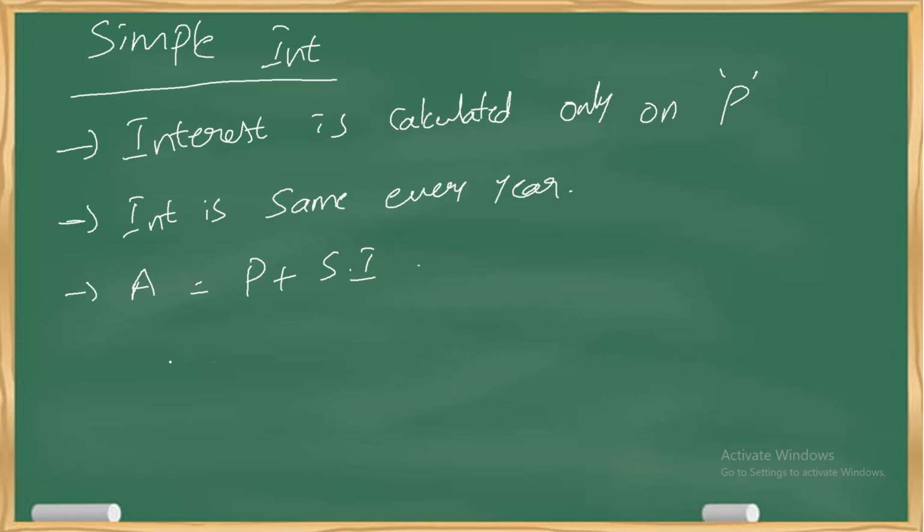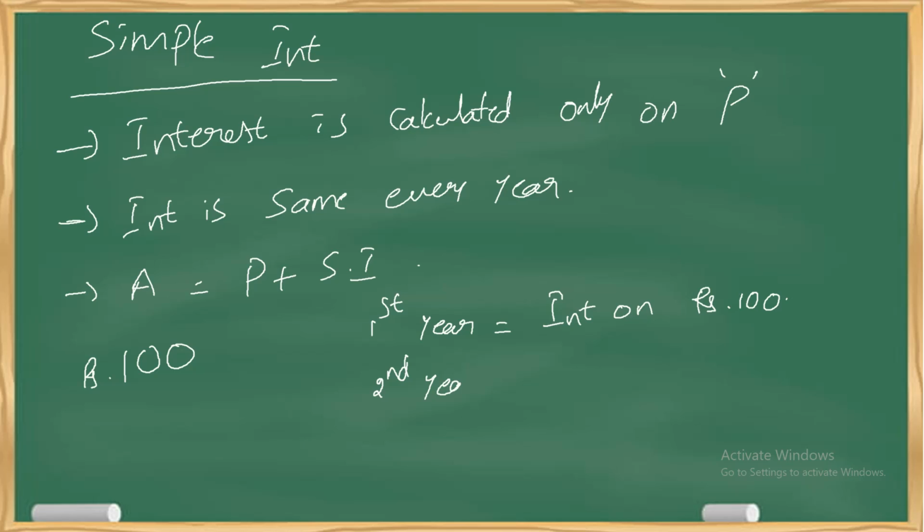That is an important point. Okay, now coming to the first point, interest is calculated only on P. What is the meaning of it? So assume you have taken 100 rupees from the bank. First year, the interest is calculated on rupees 100 only.